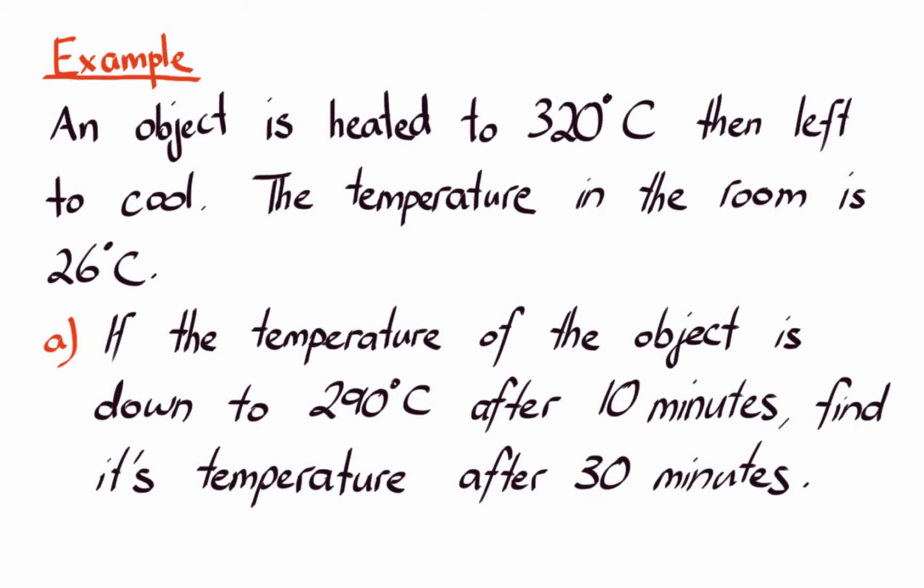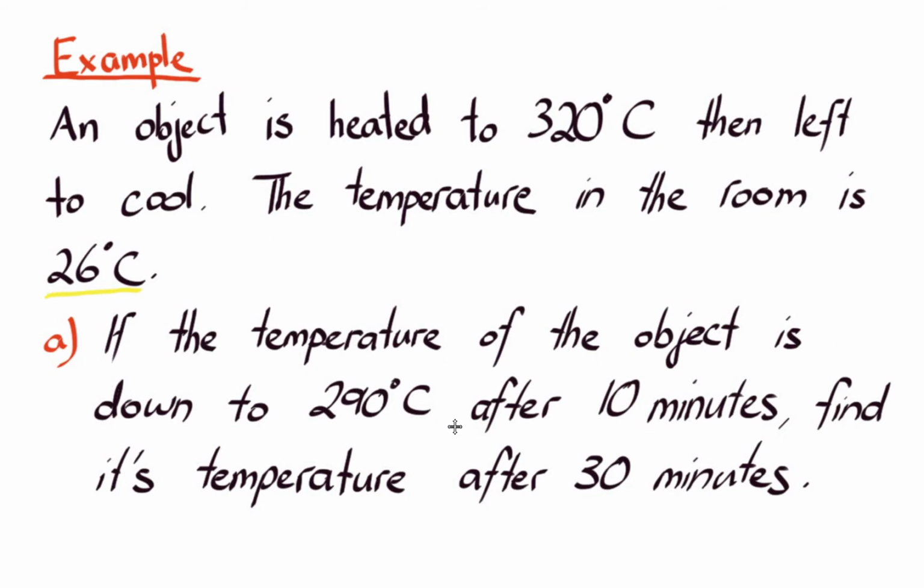Now, first thing to be aware of is this 26 degrees. This is going to be our T1 value. This is the constant temperature, the room temperature that our object will approach. So it's not going to approach zero, it's going to approach this 26 degrees.